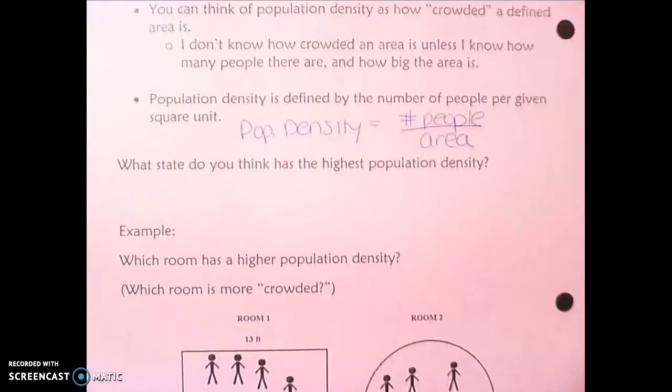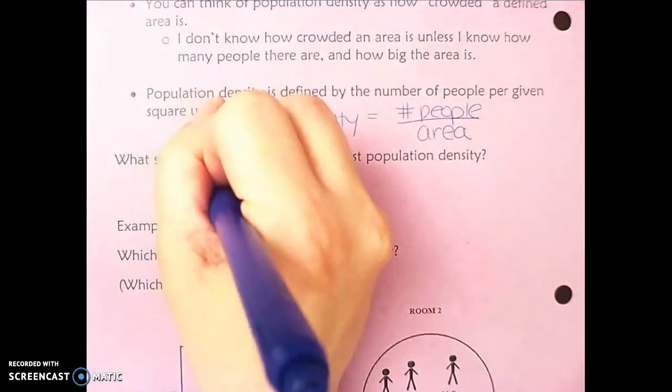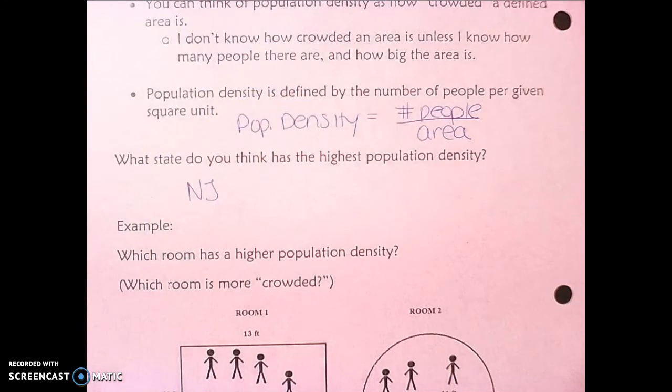So if you think about this in terms of like our U.S. states, the state that has the highest population density, you might think of New York or California, and while they're pretty high on the list, the number one is actually New Jersey. And that has the highest population density, so the most people based on the area of New Jersey.